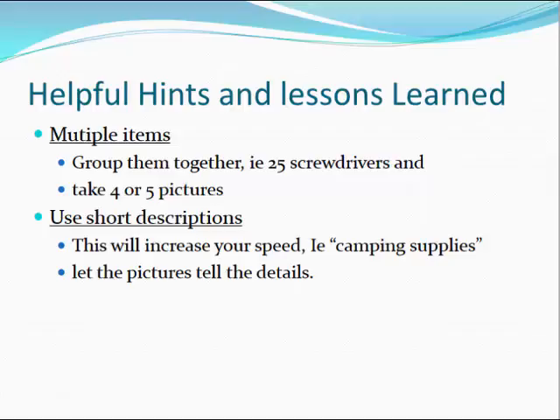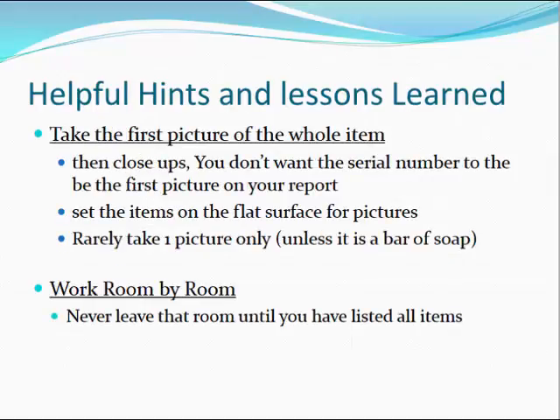Also, use more generic descriptions. In this case, camping supplies. You could put the quantity at 25, take 5 pictures, and you can list a whole bunch of camping supplies. This will be faster than having the sleeping bag and the small cook stove and all those other items. So you can group them with shorter descriptions, and this way you'll get out quicker and you'll still have a really good description of the items because the photographs are going to attach.